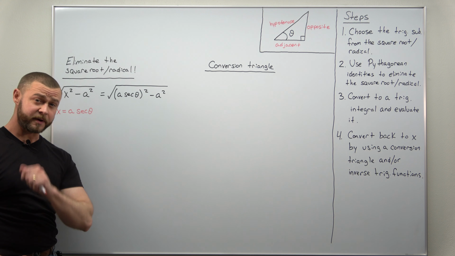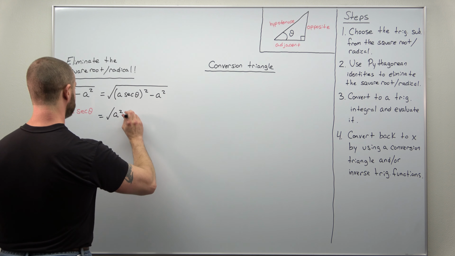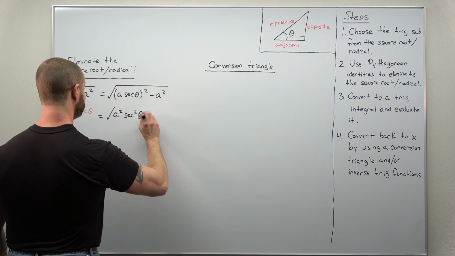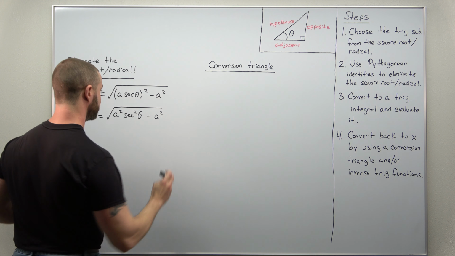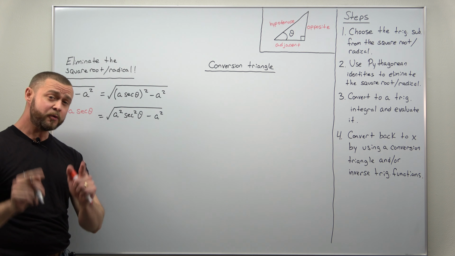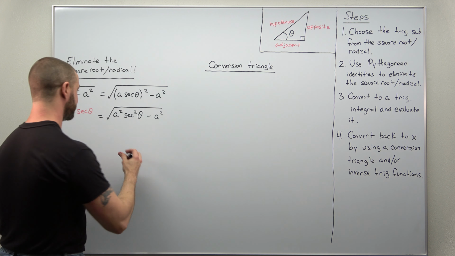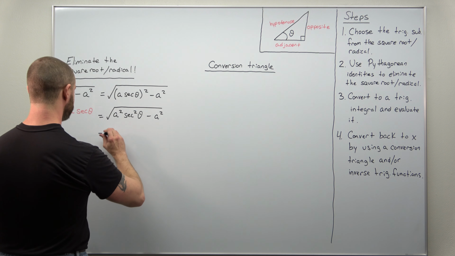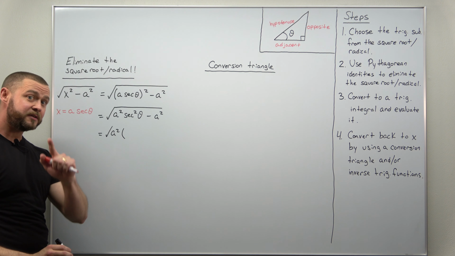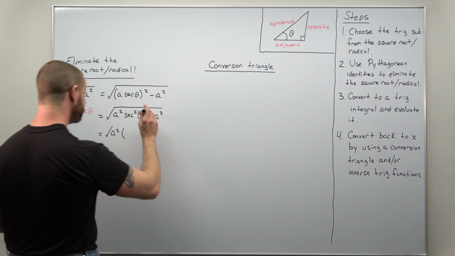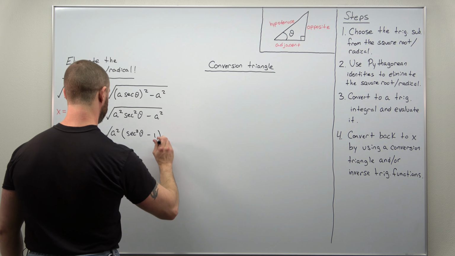All right, you know what to do from here. Square each part in the parentheses. You'll get a squared times secant squared theta minus a squared. And again, you know what to do. Factor out a squared from within the radical or square root. If you go ahead and do that, you'll get a squared, but now times, not 1 minus something, but rather secant squared of theta minus 1.